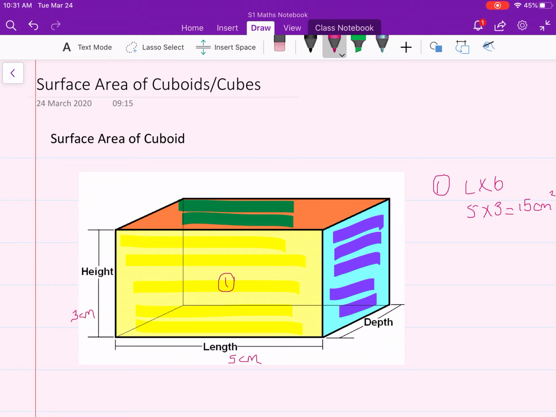That means the one at the back is going to be the same as well. Okay, so I can either double it right now, or I can just find the area of each one of them individually and add them together. Totally up to you how you want to do that.